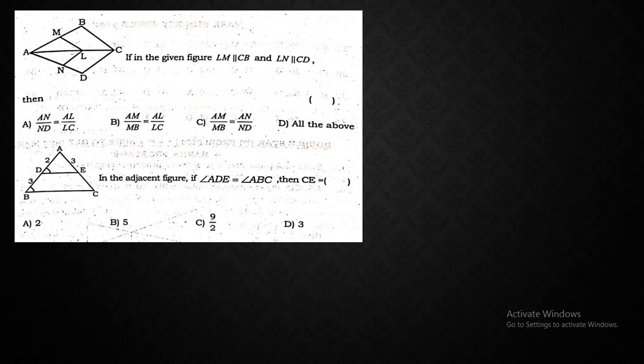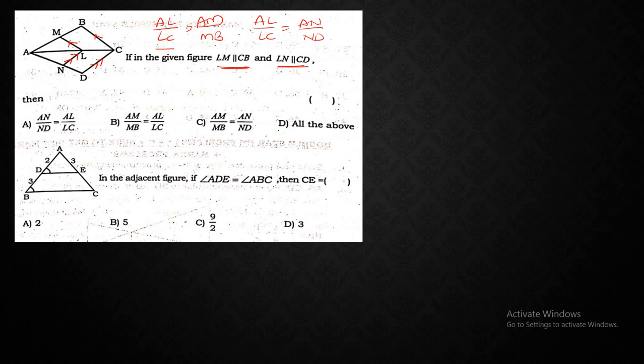Next, moving on to one more question. What he has given is LM is parallel to CB. If LM is parallel to CB, by the BPT theorem we can say AL by LC is equal to AM by MB, right? The same way, next he has given LN is parallel to CD. In such a case, again by Thales theorem, we can say AL by LC is equal to AN by ND.